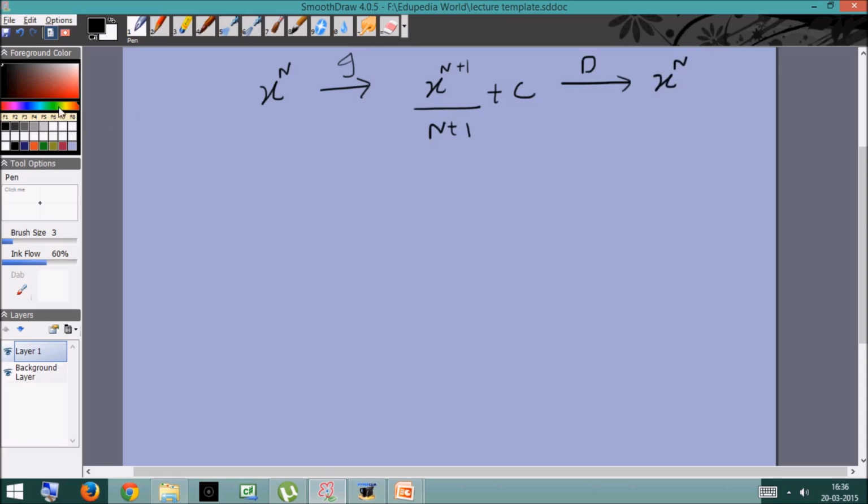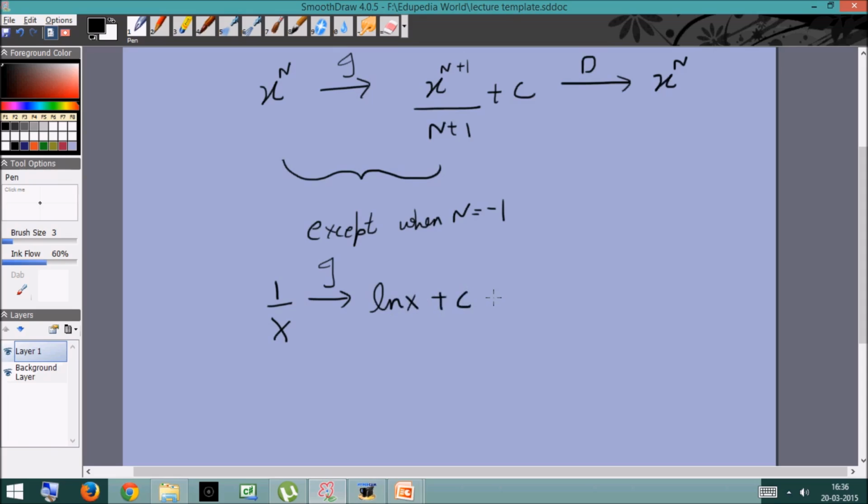Right, so we see that integration and differentiation are just the opposite of each other. Now, this rule has a particular exception. This rule is valid except when n is equal to minus 1. And you could have seen that directly. If n is equal to minus 1, this becomes x to the power 0 by 0, which is not defined. So what happens when n is minus 1? That is 1 by x. We need the integral of 1 by x. Do we know any function whose derivative is 1 by x? Yes, we do. That's the function ln x. So that means the integral of 1 by x is ln x plus c. And the derivative of ln x plus c is 1 by x.